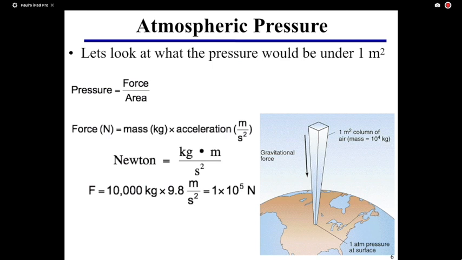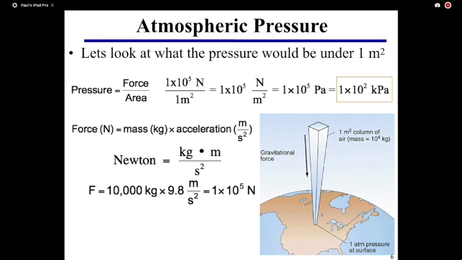When we get all this done, it comes approximately to 1 times 10 to the 5th newtons. And if I divide that by a meter squared, then I get a new unit. A newton divided by a meter squared is called a Pascal. That is a unit of pressure, and it's approximately 1 times 10 to the 2 kilopascals, or about 100 kilopascals. Now, that is not an absolutely accurate measurement. It is an estimate. About 100 kilopascals is the typical scientific pressure.